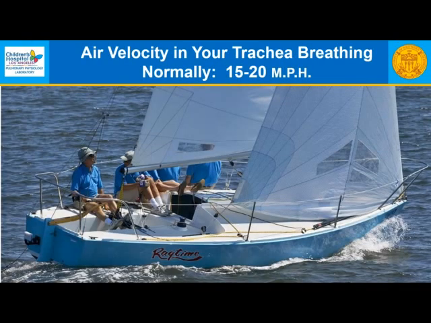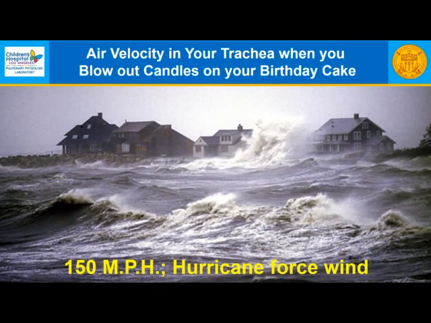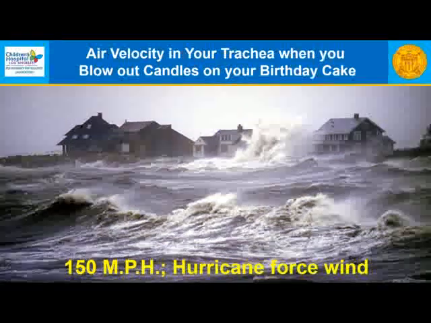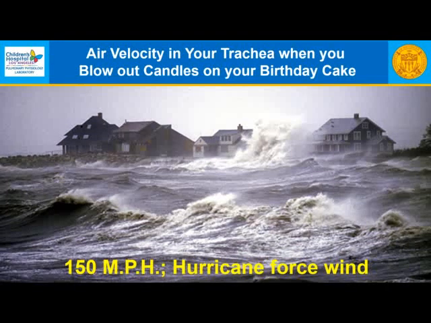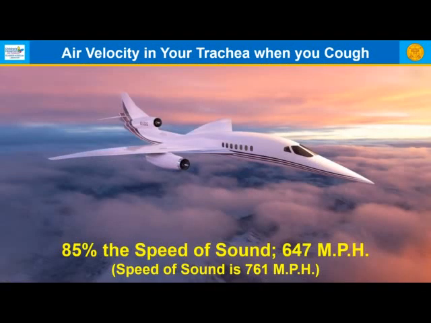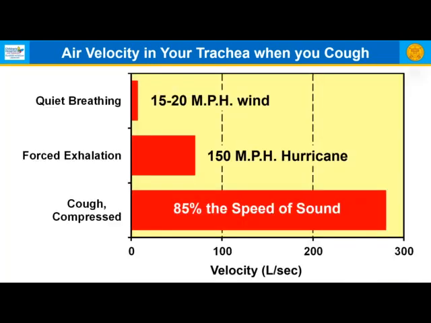So how fast does flow go in your trachea? Air velocity in your trachea with breathing normally is about 15 to 20 miles an hour. You could power this sailboat if you had enough. If you want to blow out the candles on your birthday cake, or certainly on my birthday cake, you generate hurricane force winds in your trachea, 150 miles an hour. And if you do a compressed cough, the air velocity in your trachea is 85% the speed of sound, roughly 647 miles per hour. Phenomenal. The heart can't do that, but the lungs can do this very easily. This plot just shows these values specifically.